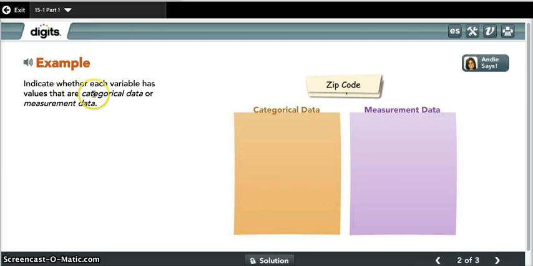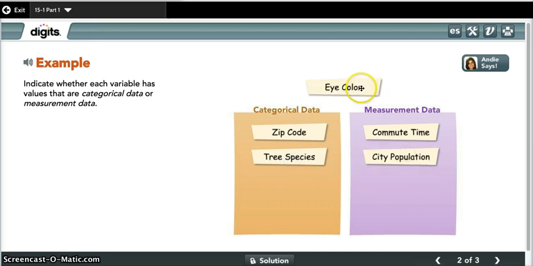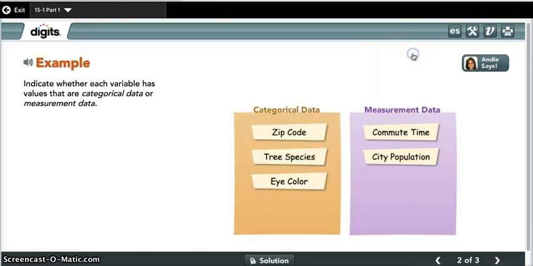Okay, so indicate whether each variable has values that are categorical data or measurement data. A zip code, that's like the area where you live. Is that categorical or measurement? Well, I think that's categorical. What about commute time? Time is something that's measurable. Tree species, categorical. Population, measurement. Eye color, we can only group on that. We can't measure it. Let's go ahead and check. Zip codes, it was categories. That was the one I wasn't sure about. Zip code was category. All right, awesome.